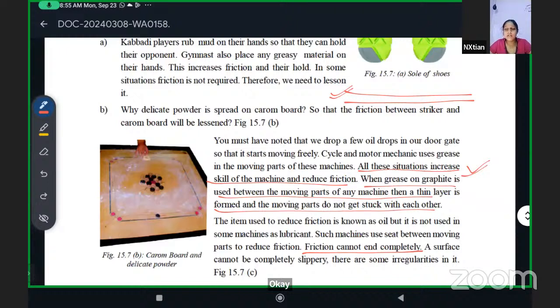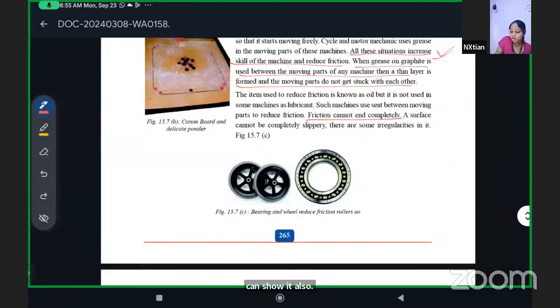You can give how friction is happening, an example of friction force, or how friction is being stopped or reduced. Think about it. You can tell it in the class, or you can show it also. That's up to you. Okay, so we stop here.